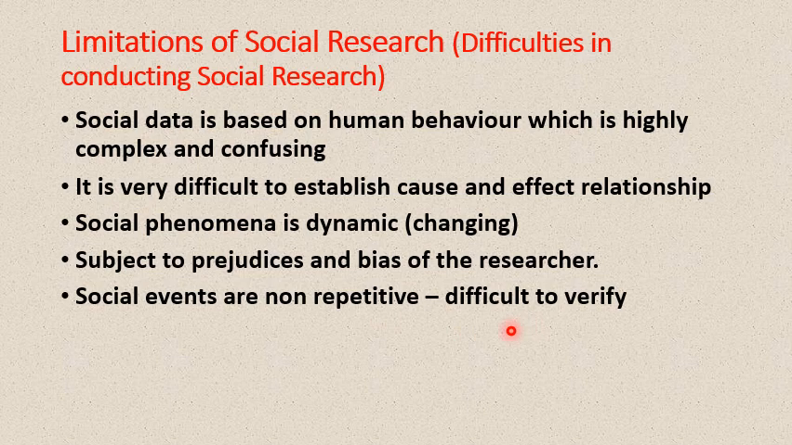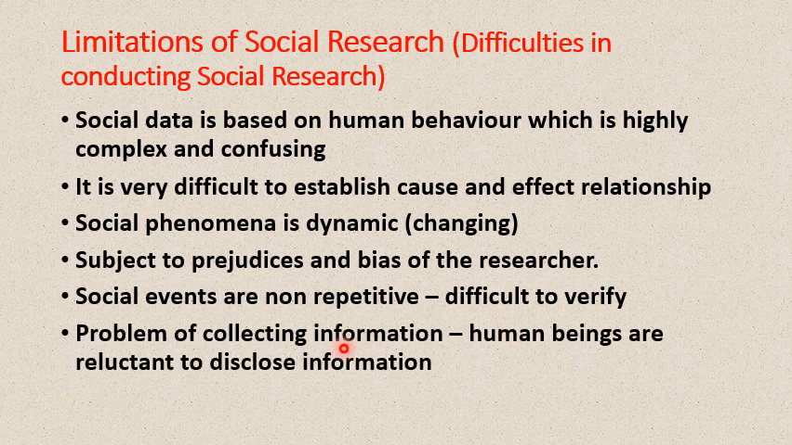One of the most important requisites of a research is replicability, but this replicability is not possible in social science research. Some of the social science events are non-repetitive. That means it is very difficult to verify the findings of this research by another researcher by following the same procedure and methods. Then problems of collecting information. That means human beings are reluctant to disclose information. So it is very difficult to collect information from human beings.